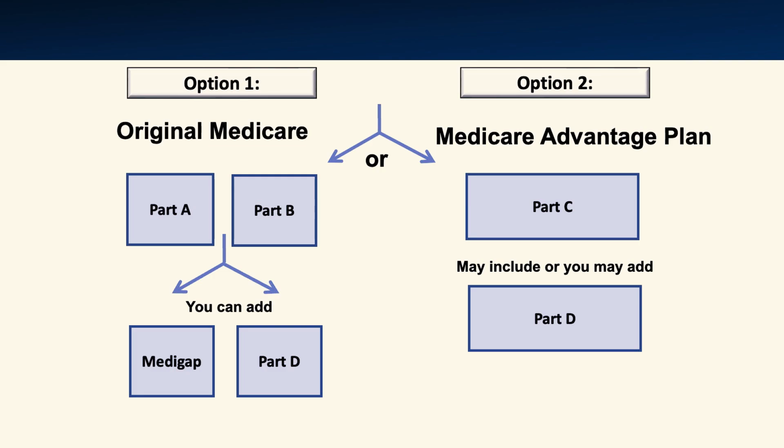Option 2 are the Medicare Advantage plans, also known as Part C. They are an alternative way to get your Medicare benefits. They are offered through private insurance companies that are approved by Medicare. There are different types of Advantage plans, like health maintenance organizations, HMOs, or preferred provider organizations, PPOs, and they cover Part A and B services and supplies. Most Medicare Advantage plans include Medicare prescription drug coverage.